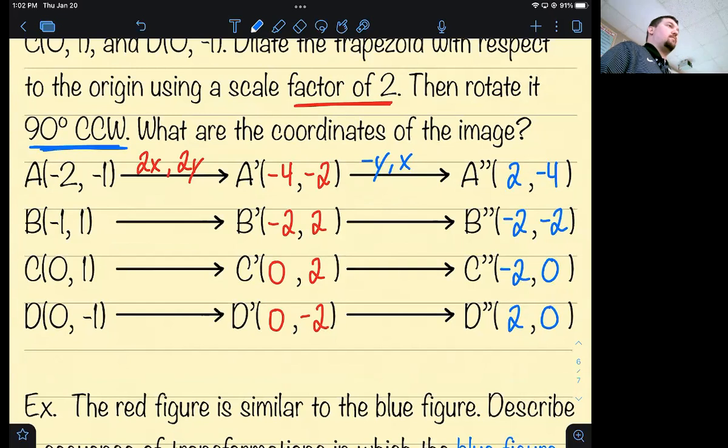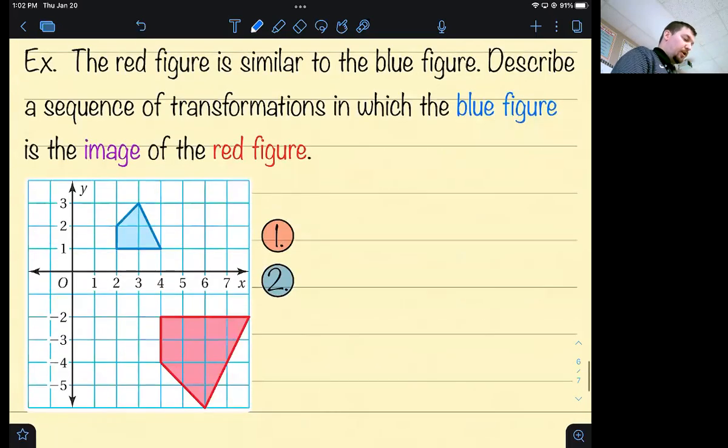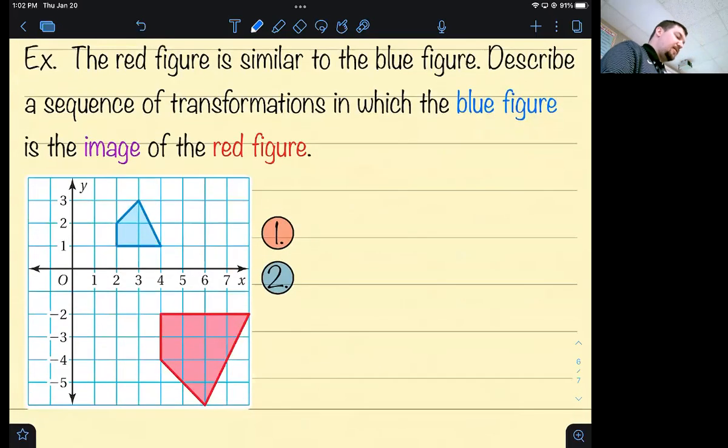Questions on that problem? Can I move on? I'm still writing? No. Okay. The red figure is similar to the blue figure. Describe a sequence of transformations in which the blue figure is the image of the red figure. We had to do a problem like this on our quiz that you got back yesterday. Retake for that is tomorrow. But we didn't have dilations. We just had transformations were rotations, reflections, and translations.